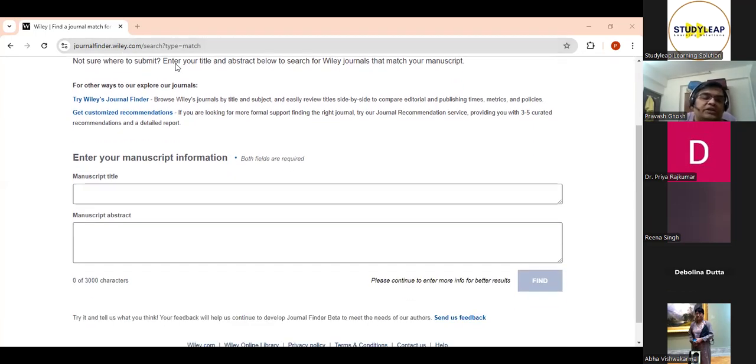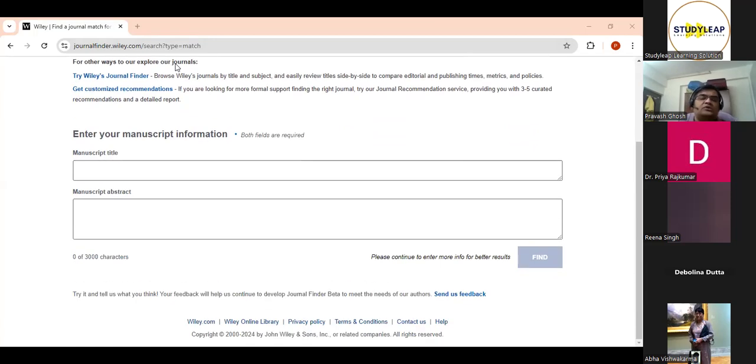Again, almost the same, but here the title and abstract are both mandatory. In Elsevier, I only pasted the abstract, but here you have to paste the abstract as well as the title. Let us see without pasting the title whether it is accepted.